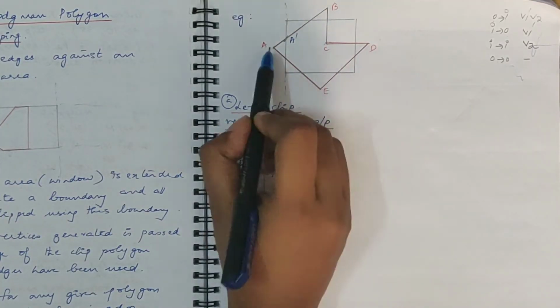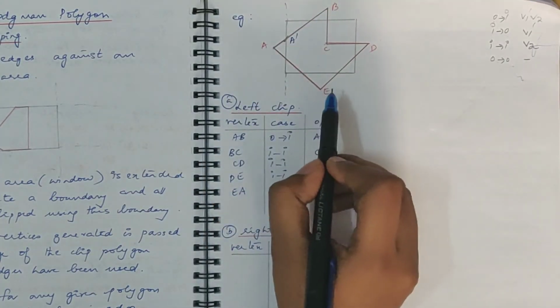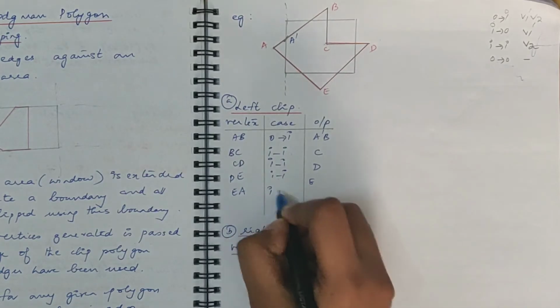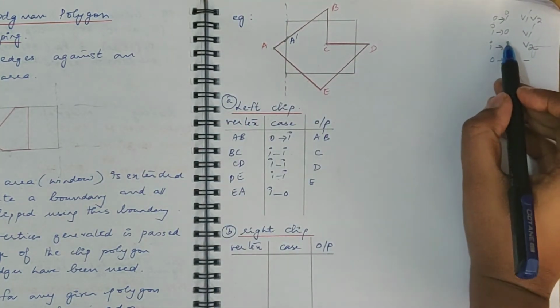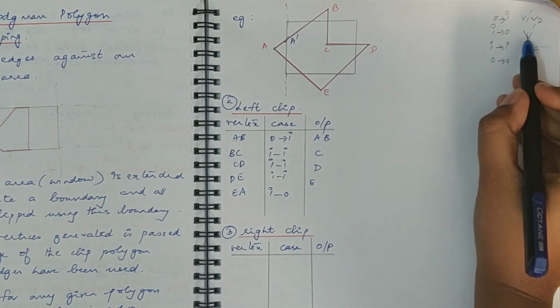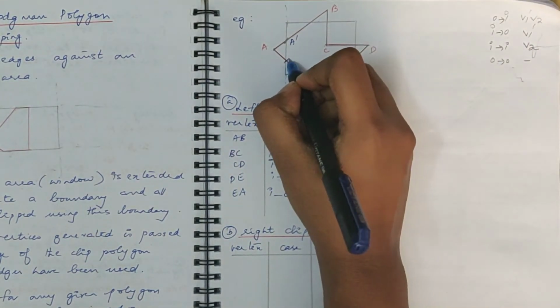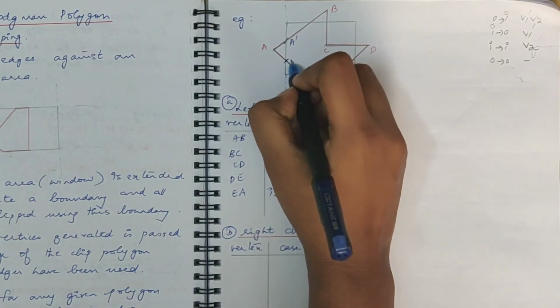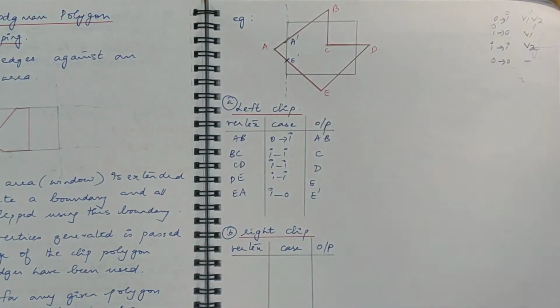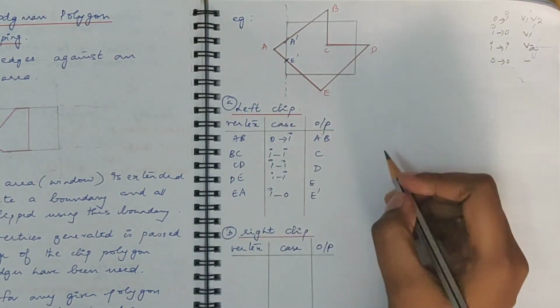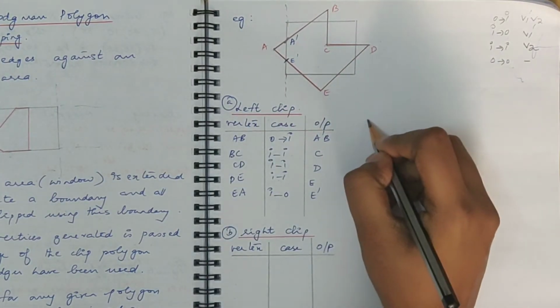So EA, you can see that against this clipping window, it is going from inside to outside, right? So when you have the case inside to outside coming, what will you do? You will only add the point of intersection. The point of intersection, let me name it as, say, E dash. So that will be added to the output list.